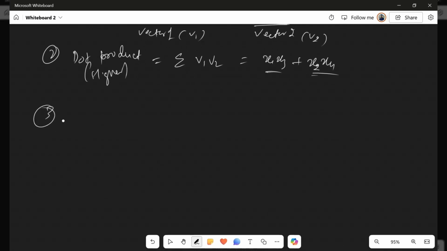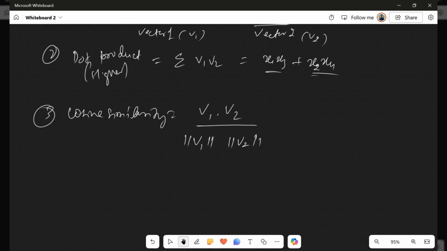Then there is another one called cosine similarity, and this is mostly used in every industry nowadays. Cosine similarity measures the angle between two vectors. If we have v1 and v2, it will be v1 dot v2 divided by the magnitude of v1 times the magnitude of v2. Here v1's magnitude is the square root of x1 square plus x2 square, and v2's is the square root of x3 square plus x4 square.